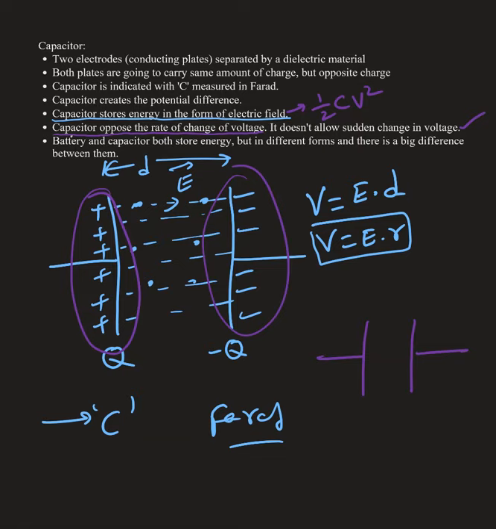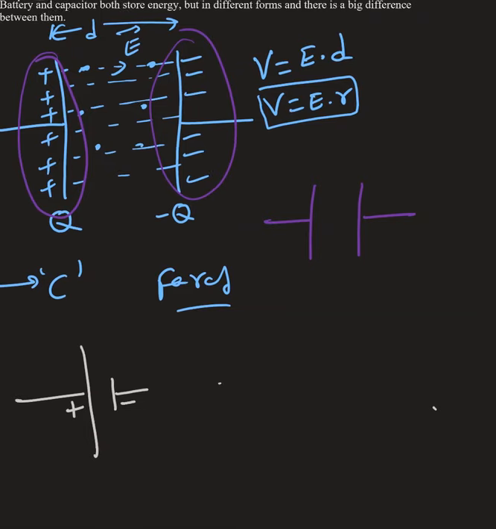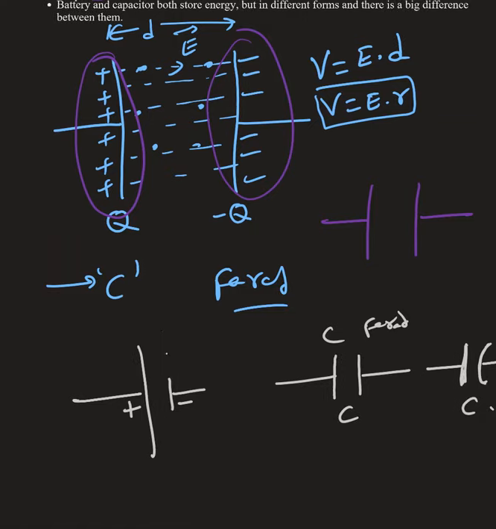Now do not confuse a battery with a capacitor. A battery symbol has a positive plate, which is a longer plate, and a negative plate, which is a smaller plate. Whereas for a capacitor, we see two plates of equal length, or one plate bent like this. It doesn't make any difference. Both of them indicate the same thing. This is also C, this is also C, whereas this is a battery.